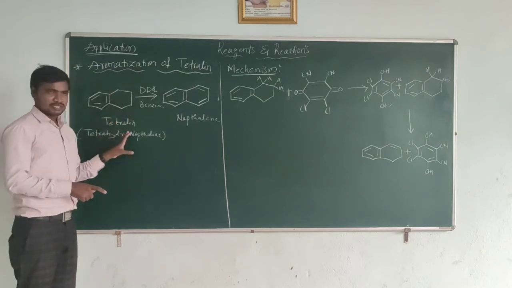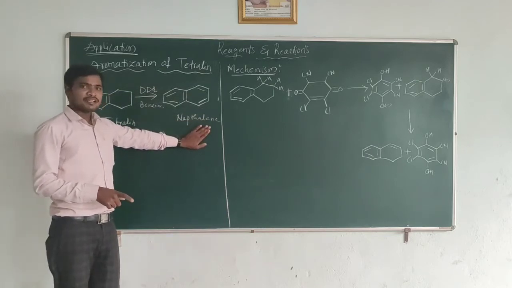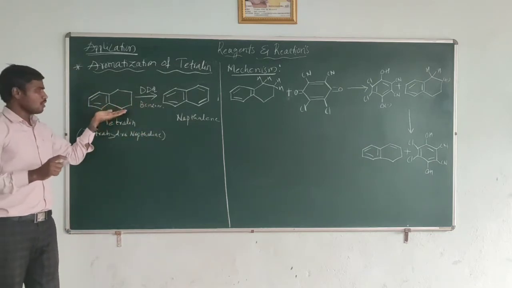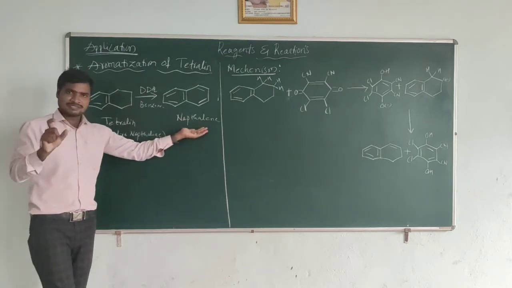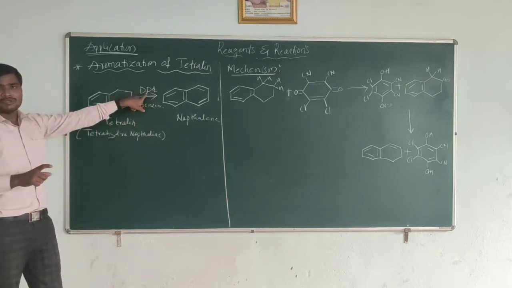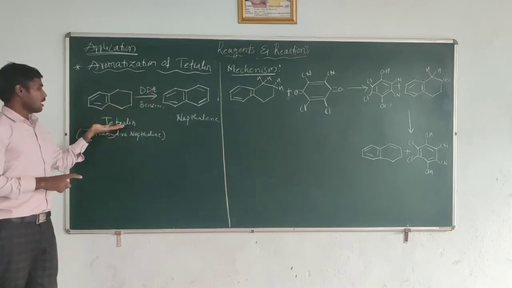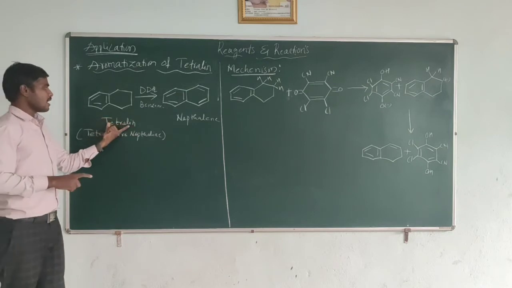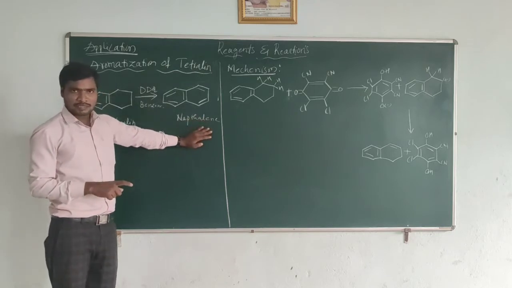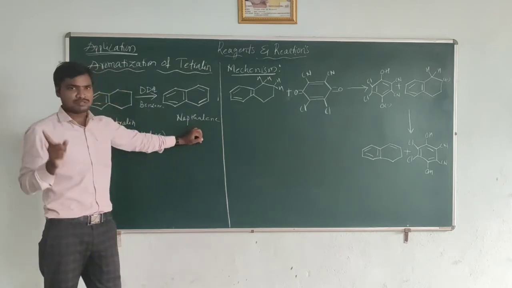After dehydrogenation in the presence of DDQ, it converts into naphthalene. This is the aromatic molecule. This process we call aromatization. Converting a non-aromatic molecule into aromatic, that process is aromatization, by the dehydrogenation process in the presence of a dehydrogenating reagent. After refluxing the tetralin with DDQ in benzene medium, it converts into naphthalene by the process of dehydrogenation. Dehydrogenation is nothing but the removal of hydrogen molecule.